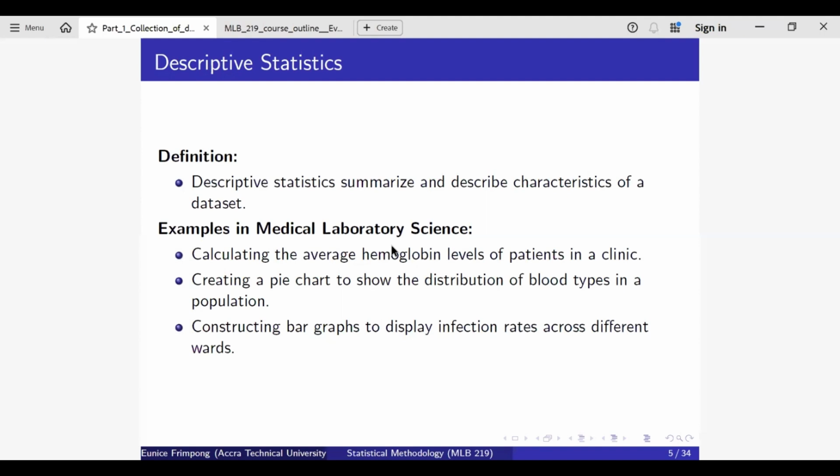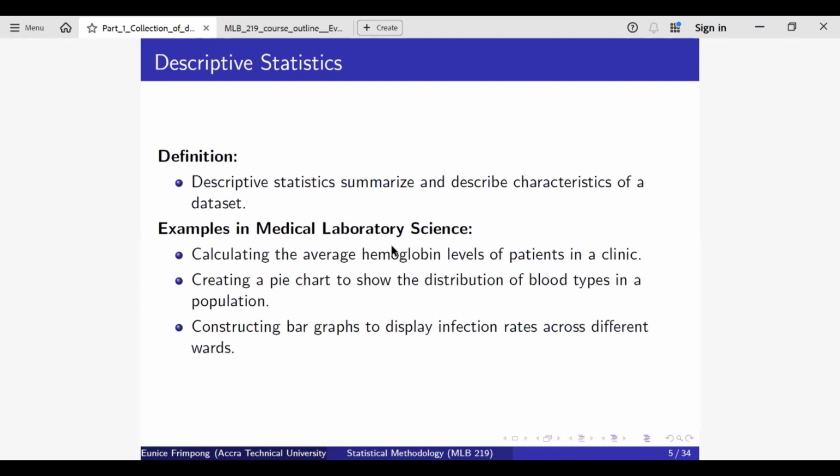Another example is creating a pie chart to show the distribution of blood types in a population. Let's say your class, MLS evening students, if we ask each of you what your blood group is. Are you A? Are you AB? Are you O? Are you O positive, O minus, and all of those things? We pick all that information.